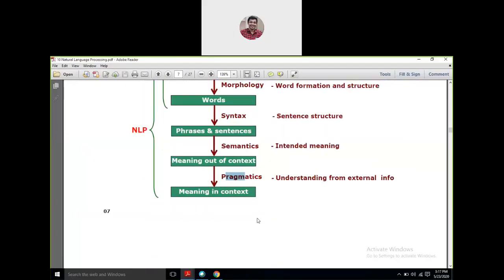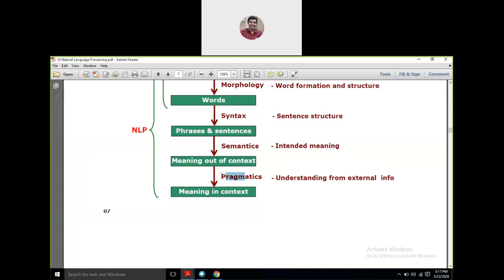Then comes pragmatics. That means understanding the external and internal information both. Some of the things are not explicitly said, but they are implicitly understood. This is called language pragmatics. We'll be seeing about them here.